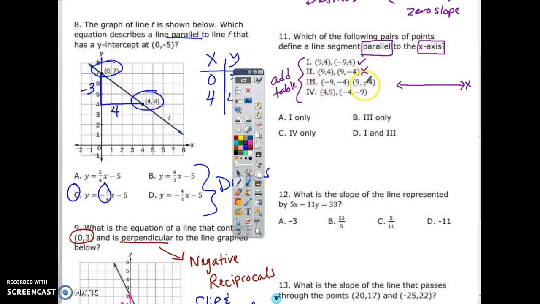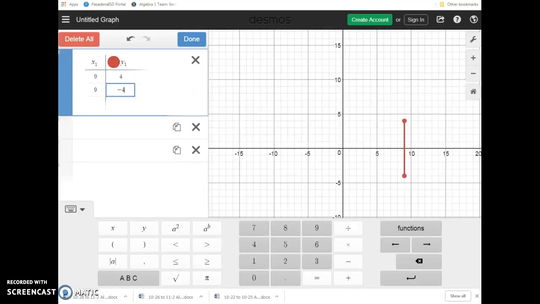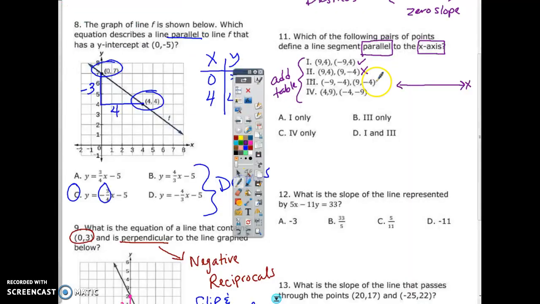Let's try Roman numeral 3. Let's put those points on there. I have negative 9 and negative 4. And I have positive 9 and negative 4. So these 2 points are also parallel to the x-axis. So Roman numeral 3 has a check.